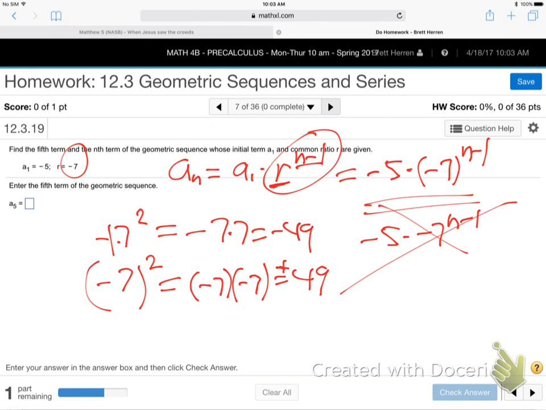Everybody see that difference? Why? What's wrong with this one? Because this one does not mean the entire minus 7 is raised to the minus 1 power. Just the 7. And the minus is an extra. It's like an extra minus 1 sitting here. That's what that really means.